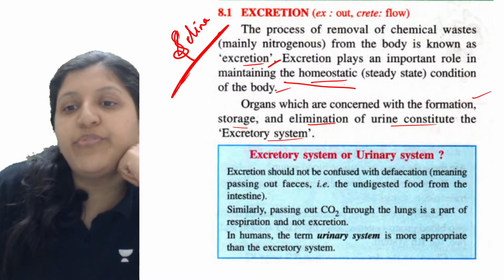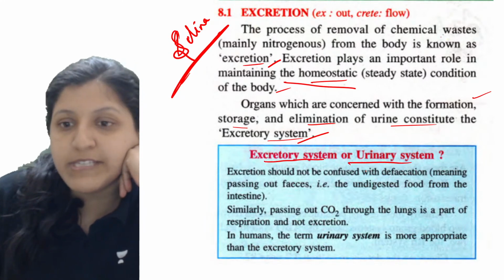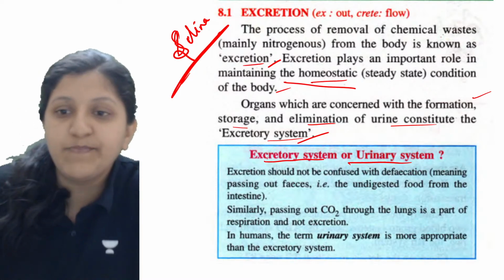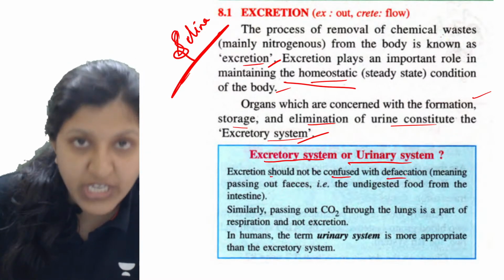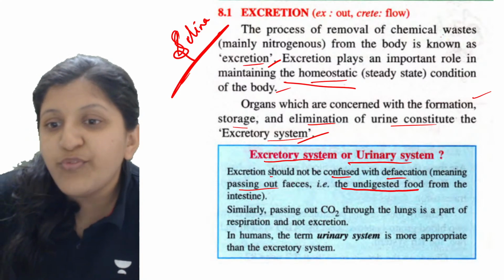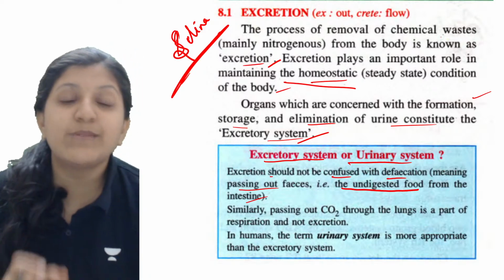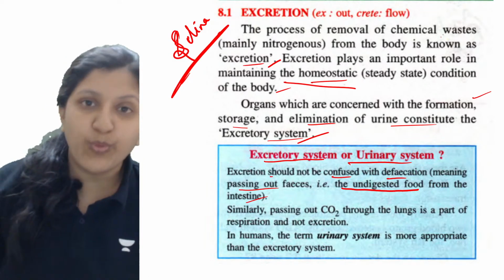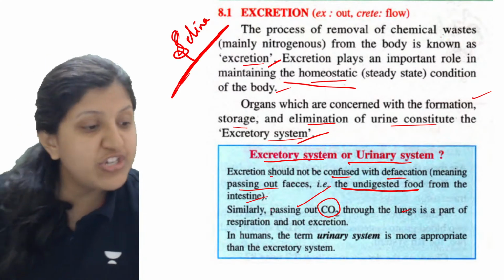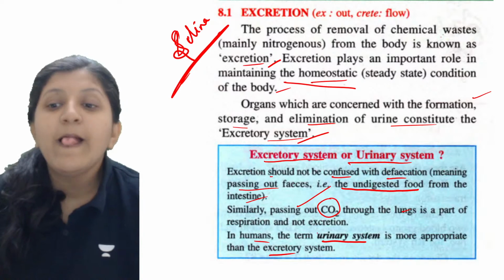So organs which are concerned with formation, storage, elimination of urine, they form the excretory system. So excretory system or urinary system, there is a specific term which can be used as urinary system instead of an excretory system. So excretion should not be confused with defecation, meaning passing out of fecal material. That is mainly the undigested food from the intestine, which is not considered under the excretory system. So excretory system is basically and specifically for passage of urine. Similarly, passing out carbon dioxide through the lungs is also not excretion but is respiration. So in humans the term urinary system can be used, which is more appropriate for an excretory system.